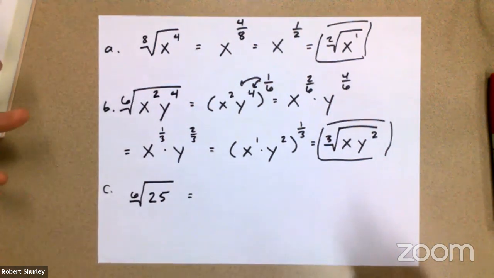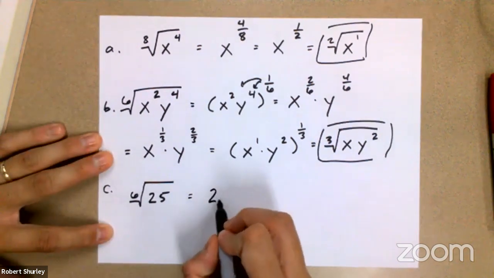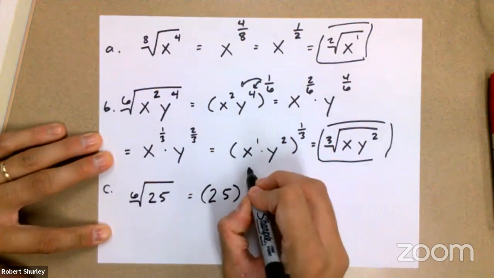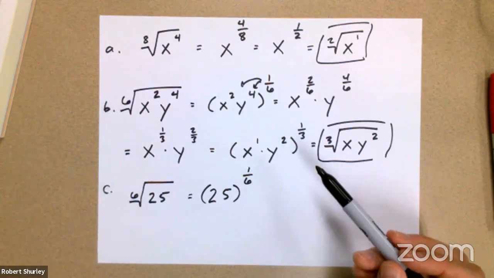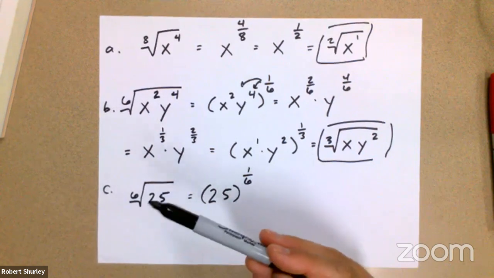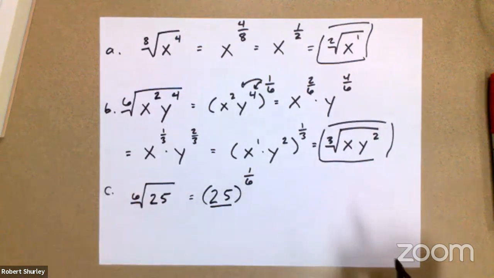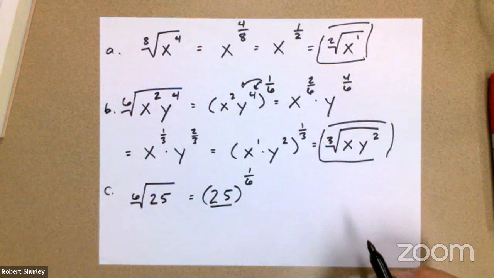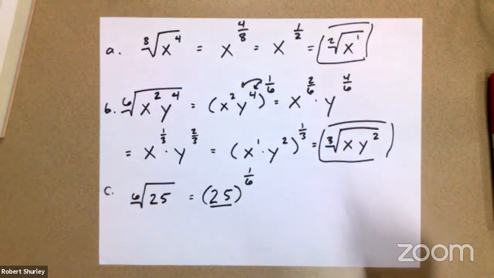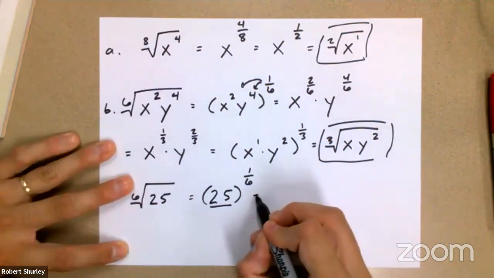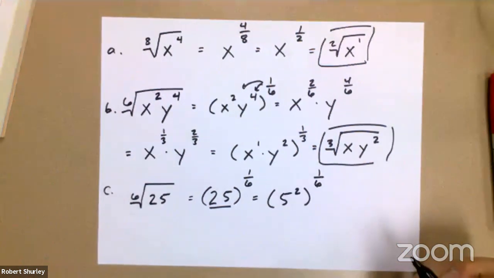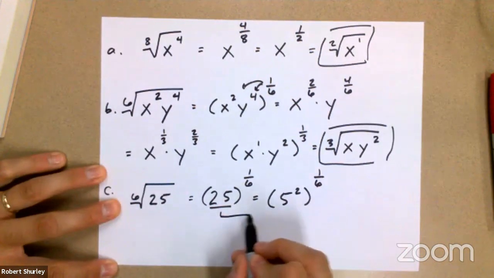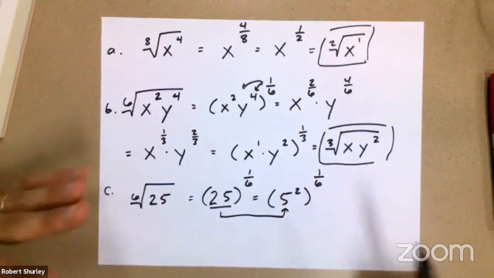So first off, let's write this as an exponent. So this would be just 25 raised to the 1/6. Now, with this one, with the numbers, we need to see if we can write what's inside the parentheses as an exponential term, right? And it is. We can square something and get 25. So that's 5 squared raised to the 1/6. So that's kind of the cue. Now from here on out, it's not that bad.